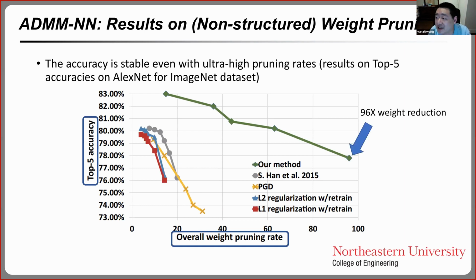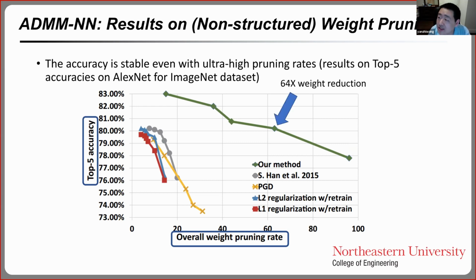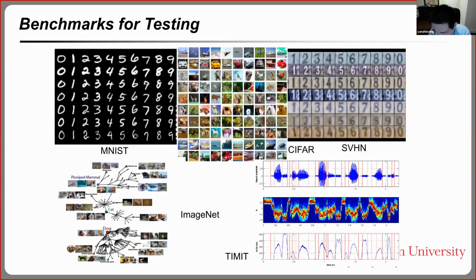Here, this is an almost 100 times weight reduction, meaning that there is only 1% of the weight remaining, and the accuracy is still okay. And with 64 times weight reduction, we got similar accuracy as the prior work's starting accuracy. So this is a difference here. For this kind of gap, we can see the effectiveness of our work, although it's a non-structured weight pruning.